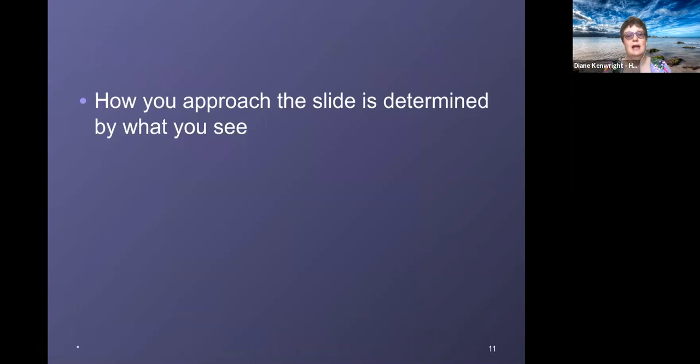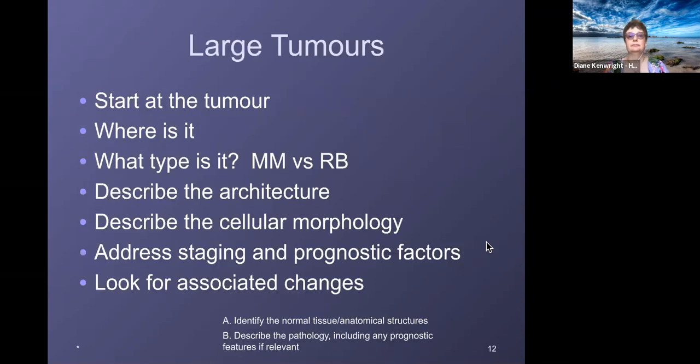All right, so how you approach a slide is determined by what you see. You have to look really, really carefully at low power to determine what you're going to do next. So now we're going to zoom down a bit. This is the next step. We observe what we see at low power. And if we see a large tumor, the next thing I usually do is go to the tumor. We want to get writing about the tumor. Where is it and what type is it? Fortunately, you only have two choices pretty much. And then we describe something called the architecture and the cellular morphology.